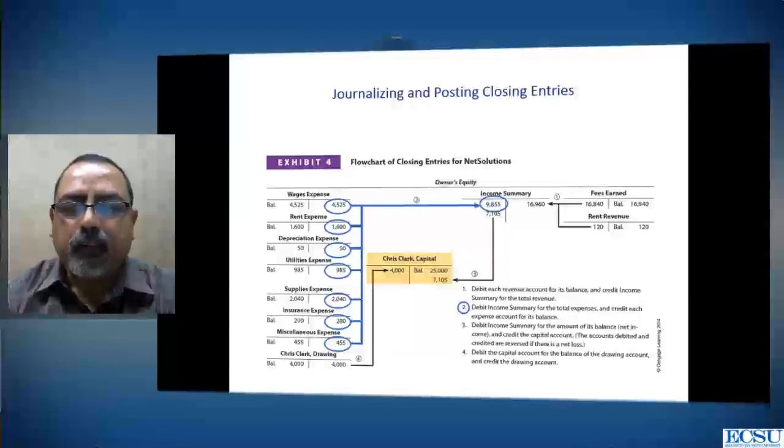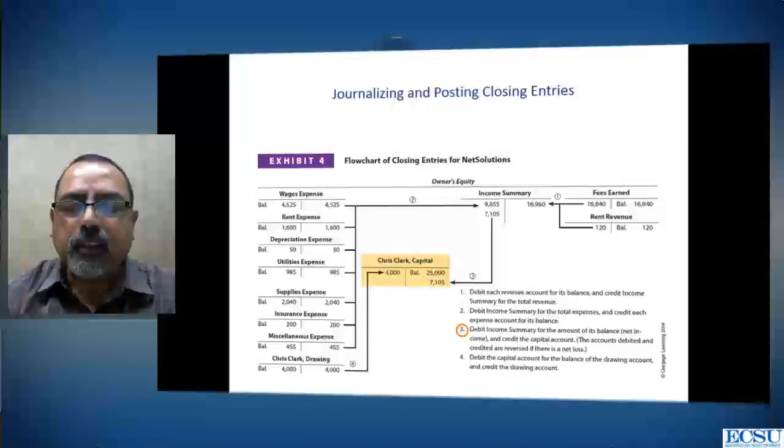Now the third thing is I am closing the income summary because income summary has a balance. So we'll be debiting the income summary for the amount of its balance, net income, and credit the capital account. So that's what we are doing. Now if it is a net loss, it will be opposite, so you'll have to understand that you'll be crediting the income summary and debiting the capital account if it is a net loss. When will that happen? When you have more expenses than income. Okay, that is how we close the third one.